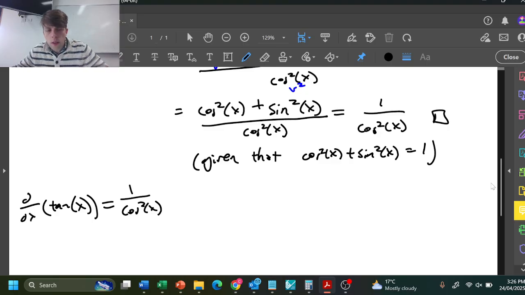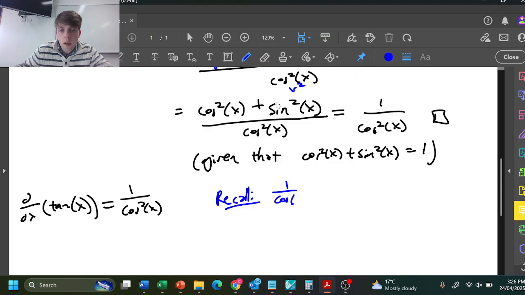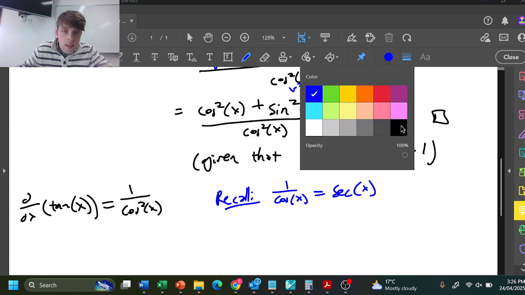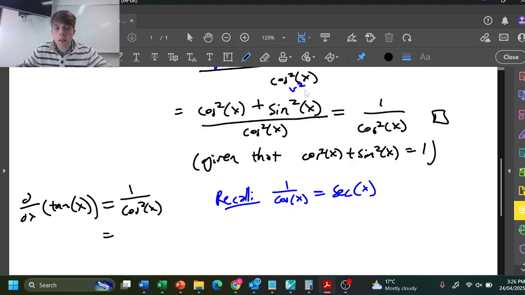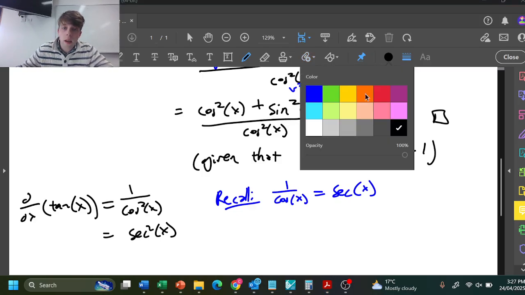So what else can we do with this? Well, there are a few more ways that we can write this expression. One thing we can use is something you might not have seen before: we've got a special name for the ratio 1 over cosine. This is called secant. So we define 1 over cosine x as secant x. Therefore, the derivative of tan could be written as sec squared x, or sec x squared.